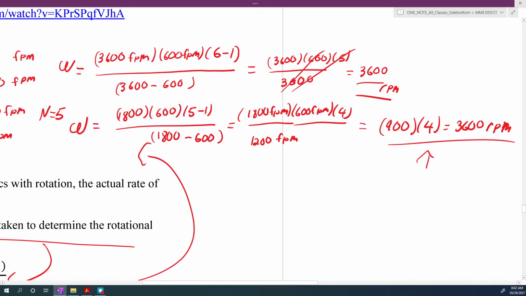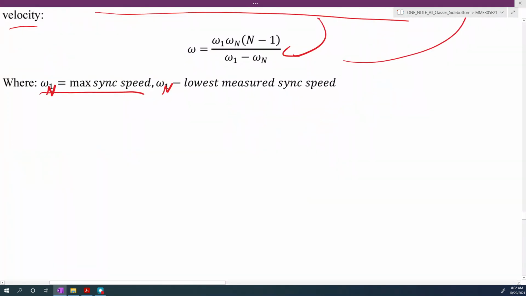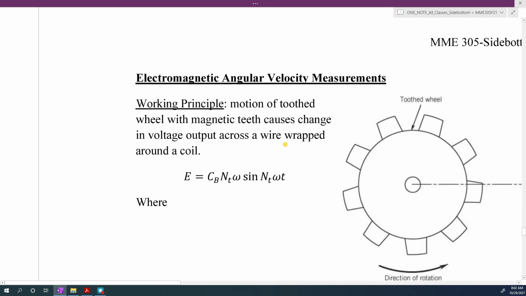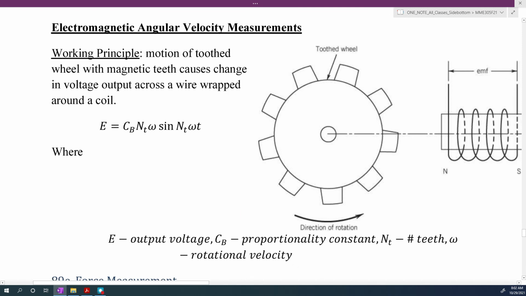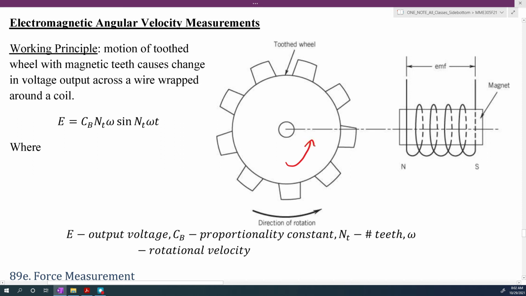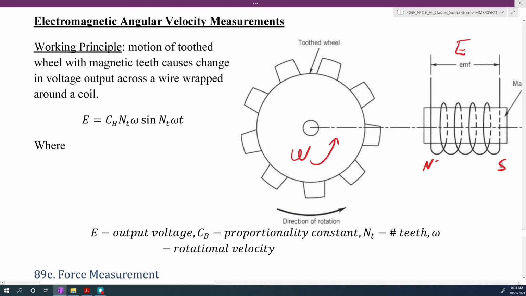The second type of measurement system is very similar to the linear velocity measurement system we developed earlier, which uses electromagnetic principles. In this case, we have the device that we're interested in measuring, and a toothed wheel that will spin. The revolution of that toothed wheel will cause a change in the voltage across a wire coil that's wrapped around a magnet with a north and a south pole. The major thing you need to know is that the rotational velocity in this case is proportional to the voltage measured across the coil. So we monitor the output voltage across the coil, and you can correlate that output voltage with the rotational velocity.